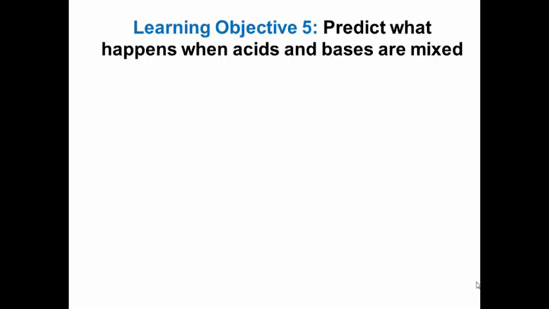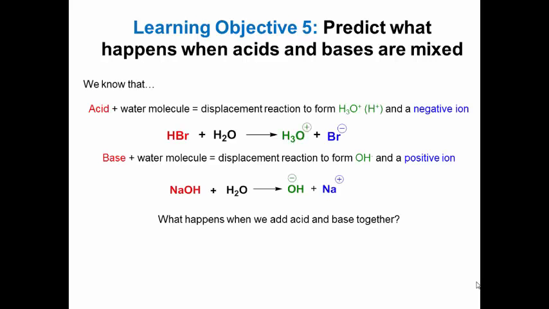So our final learning objective is learning objective 5, and we are going to be able to predict what happens when acids and bases are mixed. So we know that an acid and a water molecule results in a displacement reaction to form hydronium, or H3O+, and a negative ion. So here's HBr, and then we donate that hydrogen and we get H3O+ and Br-. We also know that a base in a water molecule results in a displacement reaction to form OH- and a positive ion. So here we have NaOH, we form OH- and Na+. So what happens when we add an acid and a base together?